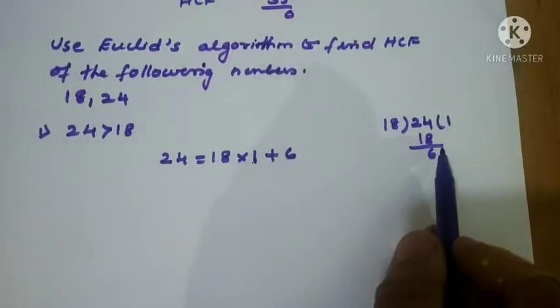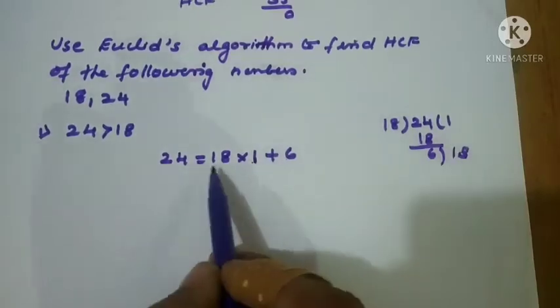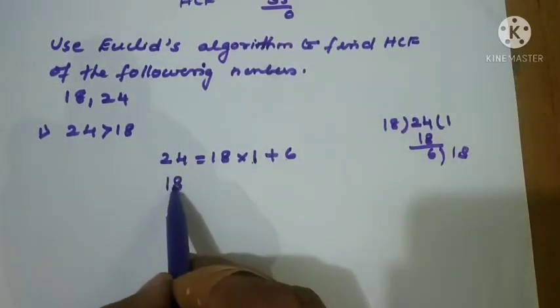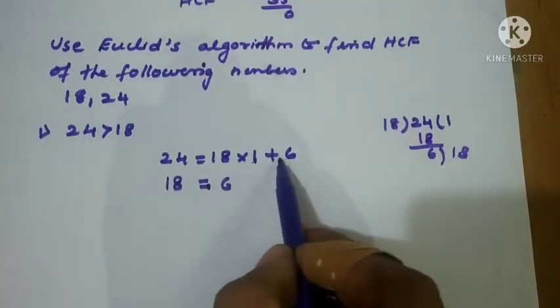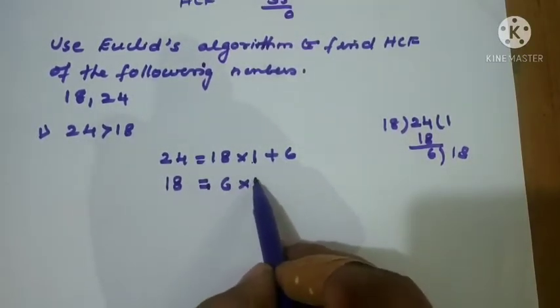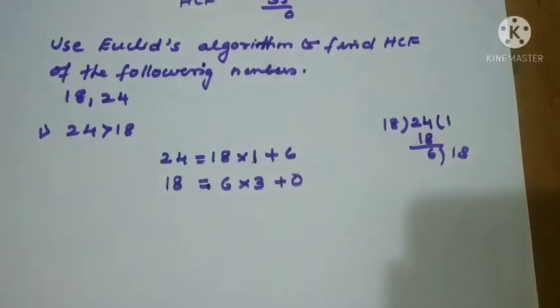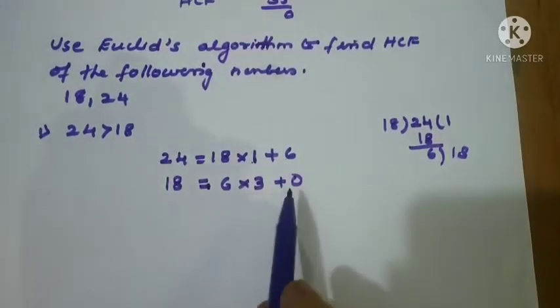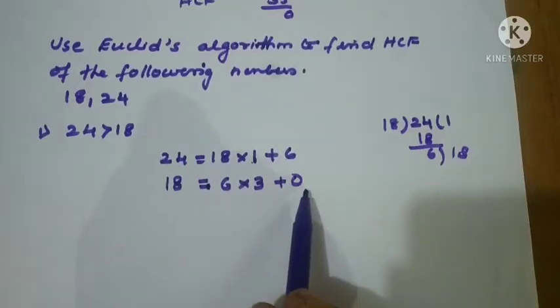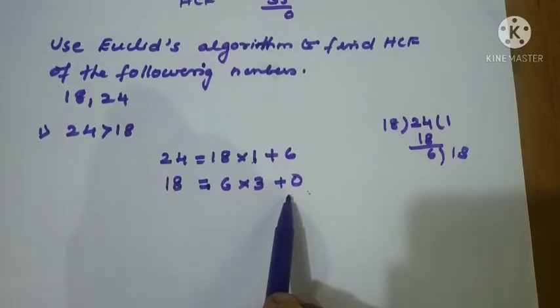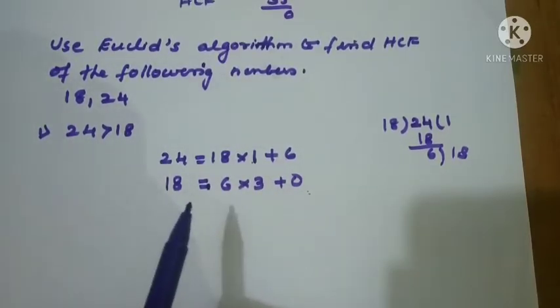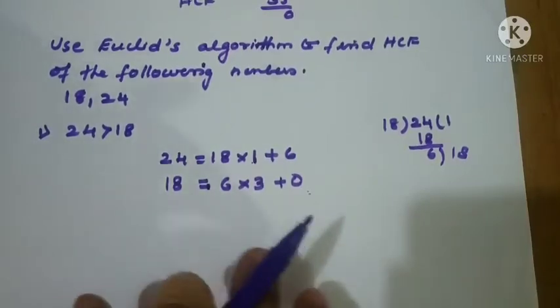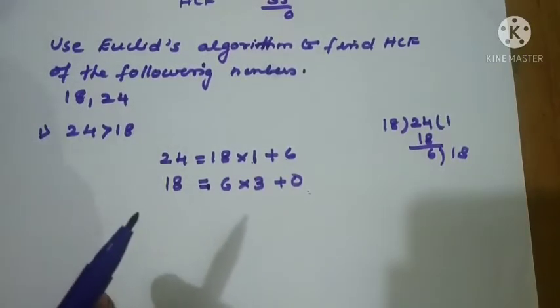What is the next step? The next dividend will be 18. This 18 will come here, equal to 6, the divisor, into 3 times, plus 0. So the remainder has now become 0. So our procedure is complete here, right? Since the last divisor is 6, our HCF is 6 only. So we got the HCF by the Euclid division algorithm.